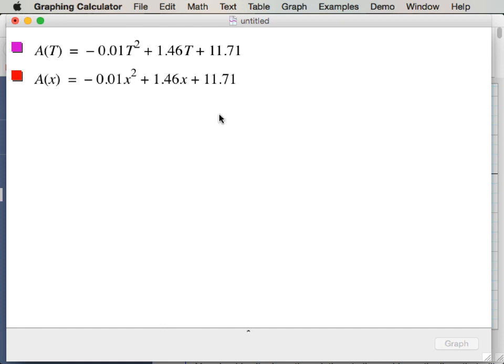So I want to make sure: if you want to define a function, you can use x as the independent variable, and GC won't think that you're asking it to graph something. Okay.